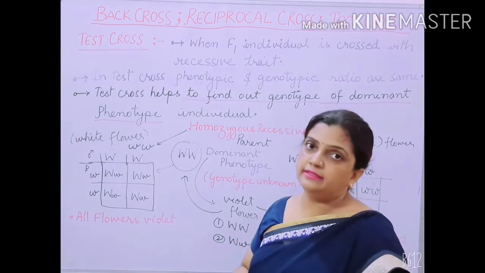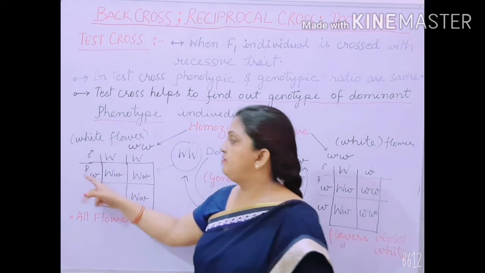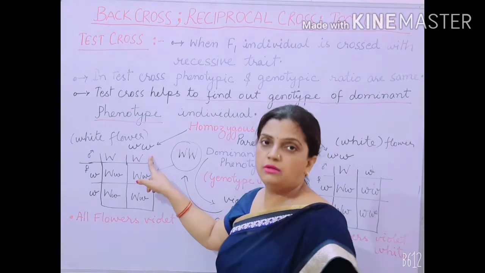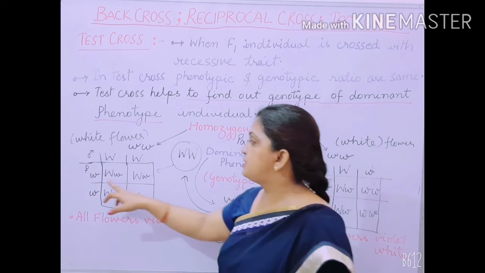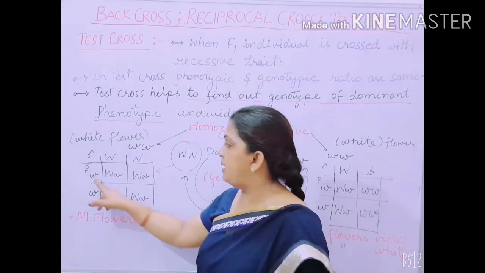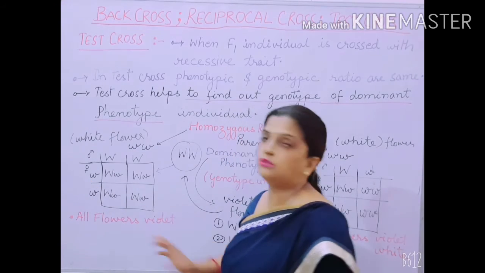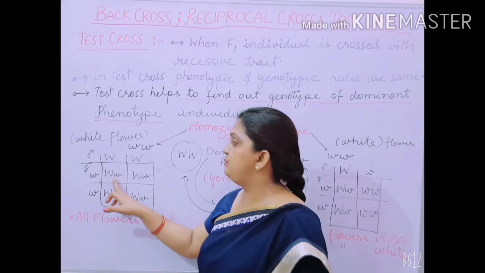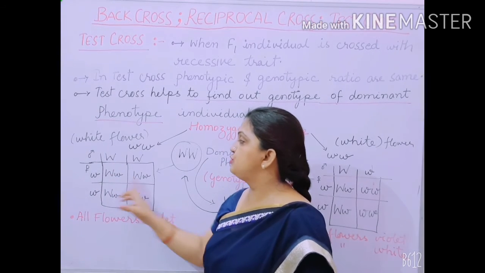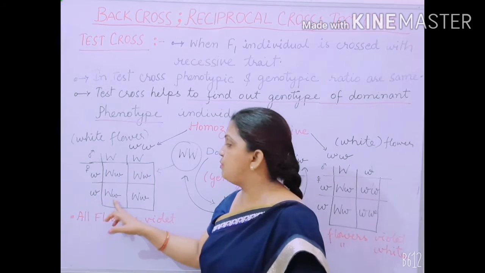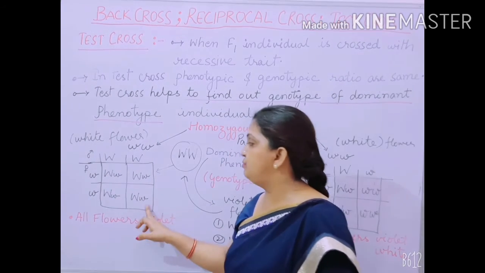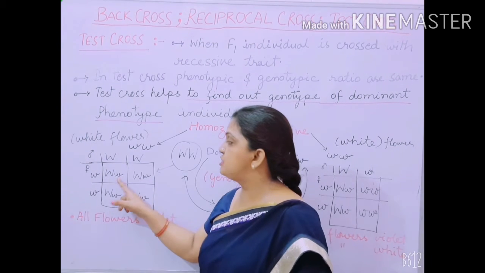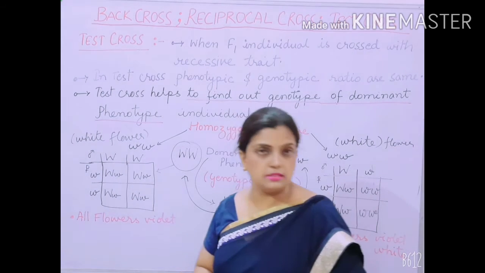By the checkerboard, the Punnett square, for male and female plant, I have written capital W on the top side, and small w, the recessive part, on this side, and I have made a cross. And what did I obtain after the result? Capital W and small w for this, capital W and small w for this, capital W and small w for this, and capital W and small w for this. So we obtained capital W and small w for all the four progeny plants.